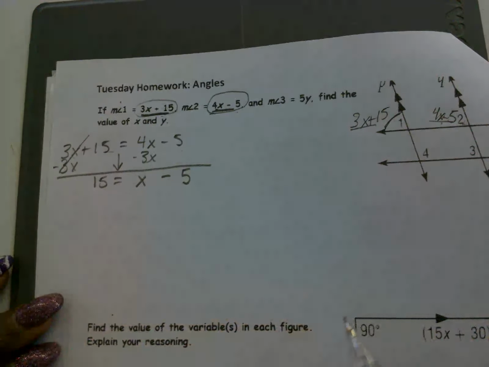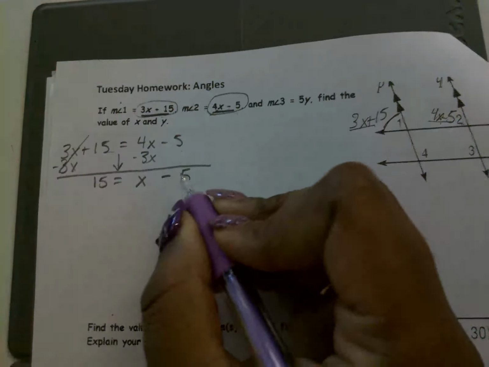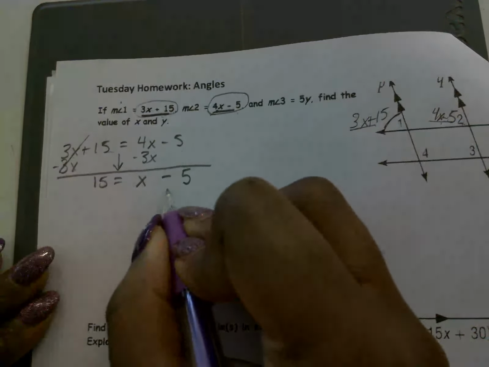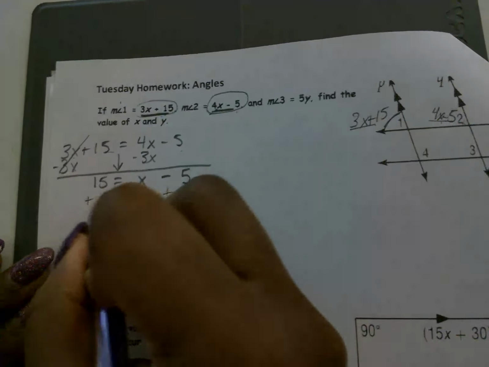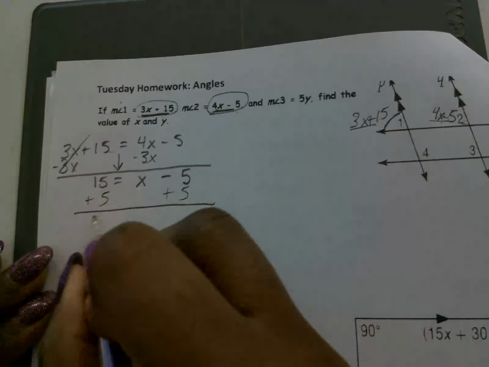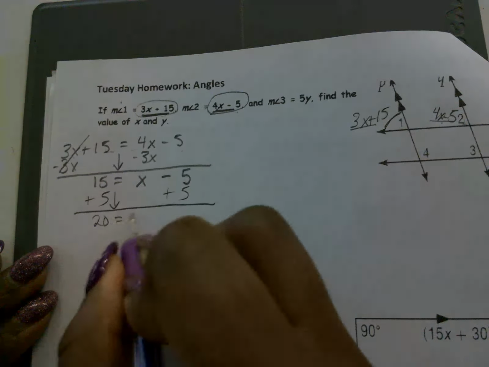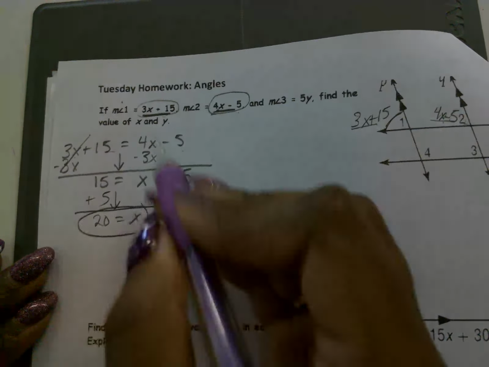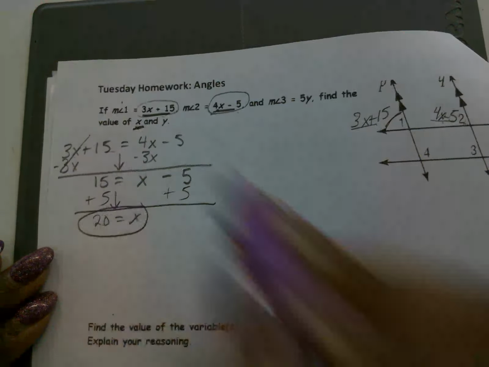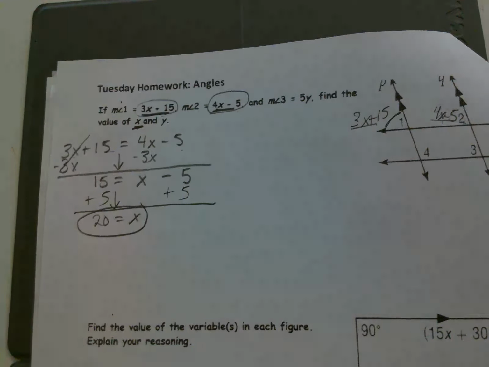All right, so now we want to get x by itself by moving the minus 5. What is the opposite of a minus 5? Plus 5. Very good, babe. So we're going to add 5 to both sides. We have 15 plus 5, which is 20. So x is equal to 20. So we already found one of the values. One of the values that we found was the x. Now they want you to find the y.